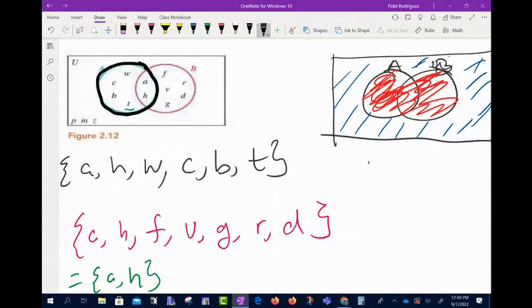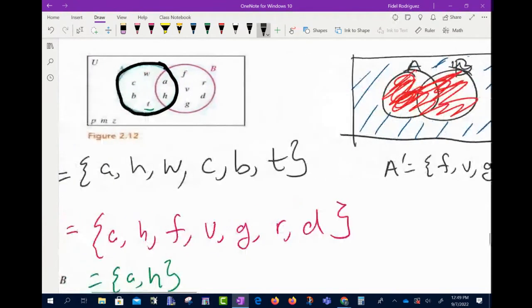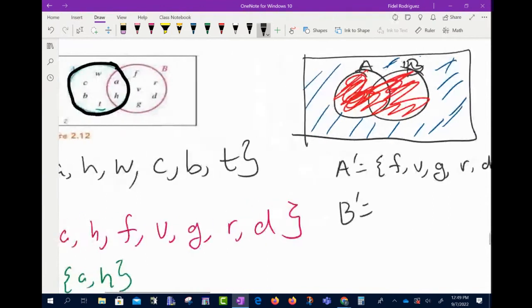So if I was going to do that, I would say, hey, look, my A complement, if I'm going to pick every letter outside that circle: F, V, G, R, D, and then also the P, M, Z. And then I would do exactly the same thing for B complement.